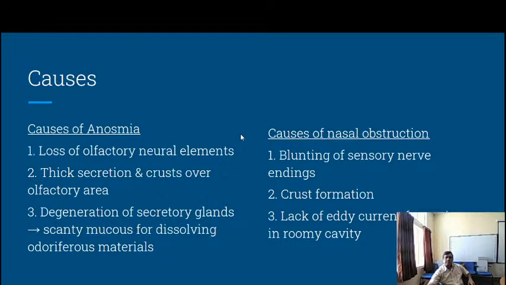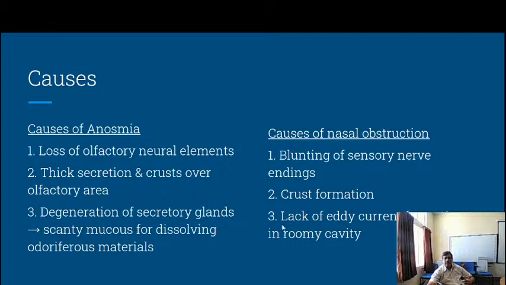And these people complain that there is an obstruction in the nasal cavity. This feeling is otherwise sometimes called the empty nose syndrome, where there is a blunting of sensory nerve endings. Actually these are the ones which detect the airflow, and so that sensation is lost because the nerves themselves are destroyed because of the atrophic process. And there is crust formation, which is another factor, and the lack of eddy currents.